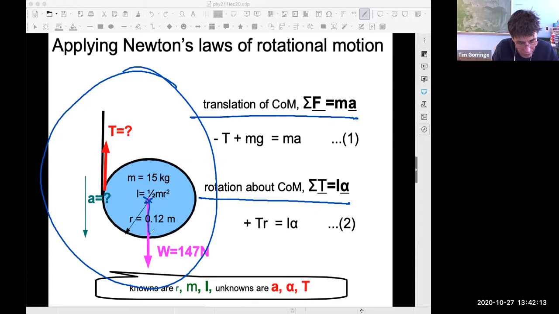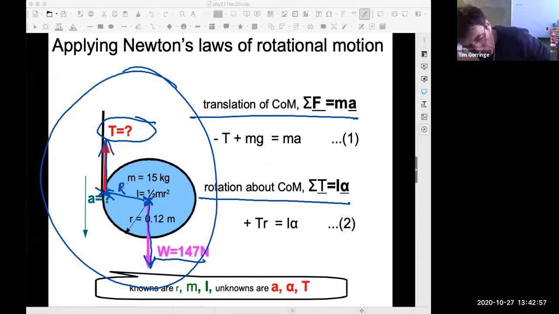There's a force of gravity in magenta that's pulling the yo-yo downwards. And because I know its mass, I know its weight is 147 newtons. There's a force of tension due to the rope that's acting upwards on the yo-yo, but I don't know its size. The weight does not create a torque on the yo-yo because it's acting at its center of mass. The tension does create a torque on the yo-yo because it's acting at its radius arm. And so this picture encapsulates the forces and the torques that are creating the translational and rotational motion of the yo-yo.